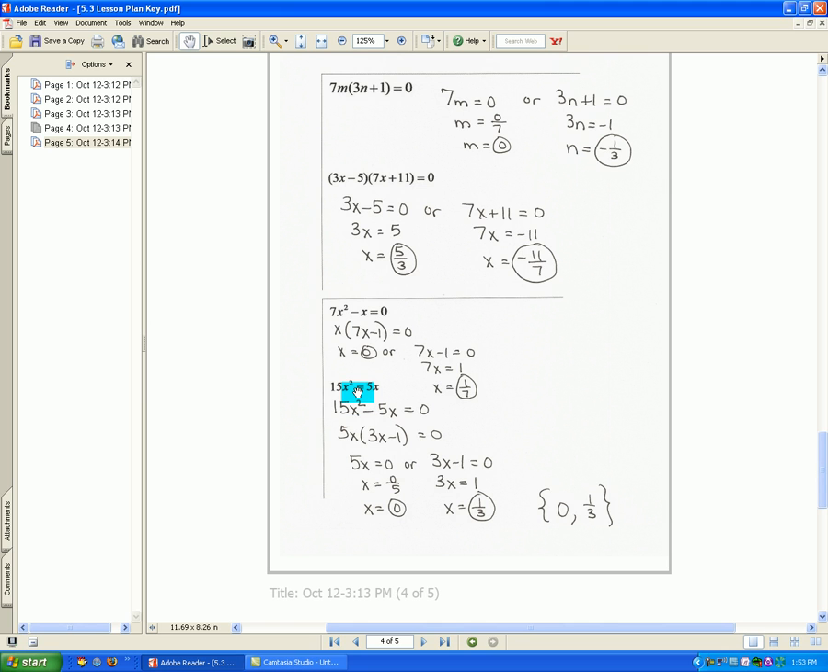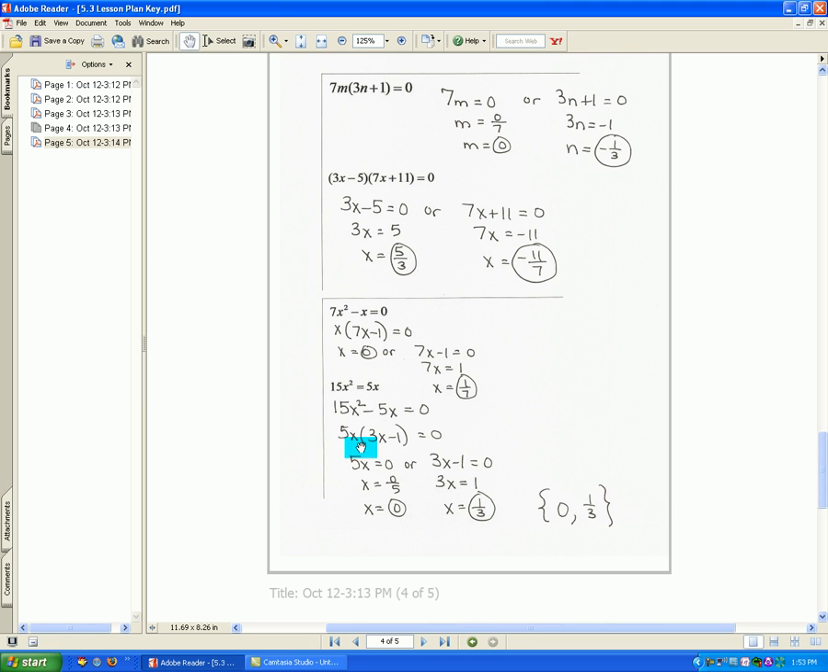15x squared equals 5x. The problem with this equation is that we do not have a 0 on one side. So the first thing I'm going to do is take the 5x and move it over to the other side, or another way to say it, subtract 5x from both sides of the equation. So we establish this expression equals 0. That 0 is very important. Once we have the equals 0, we can now factor.